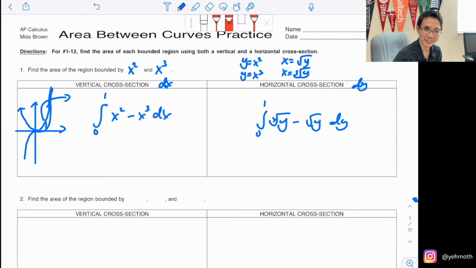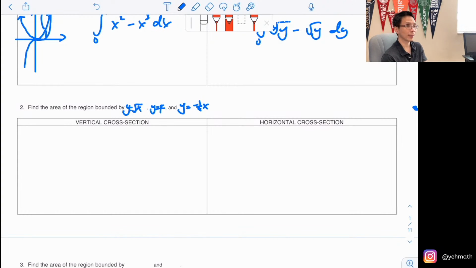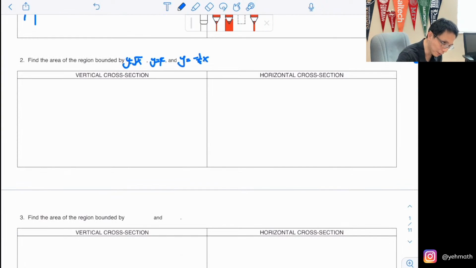That's okay. Okay, now the next question says y equal to square root x, and y equal to 4, and then y equal to negative 1/4 x. Now, you're going to say, hey, how do I graph this? Well, you should know how to graph this. So I'm going to graph this part here.